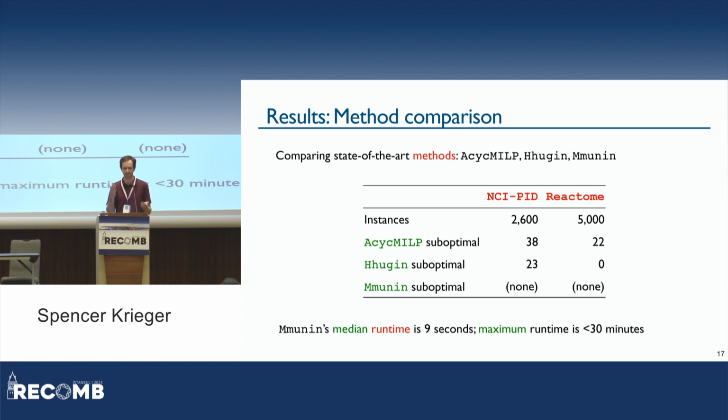And the question then is, if it's an exact algorithm to an NP-complete problem, how fast is it running in practice? On these 7,600 instances, so on many instances of the problem, we found that the median runtime is 9 seconds, and the maximum running time is also fast, under 30 minutes.